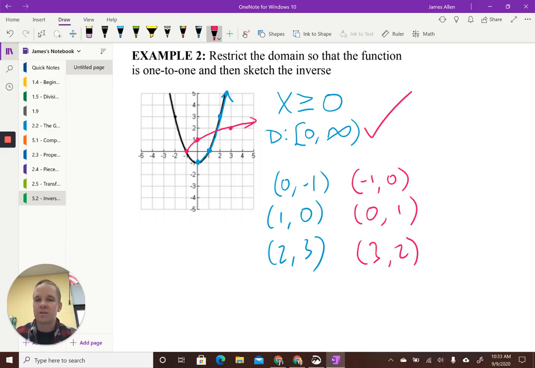We could not do the entire thing and call it a function, because if I had this portion of the quadratic function there, it now no longer passes my vertical line test when it's regraphed, so it's not a function. Okay, that's why we restrict the domain. Let me get that out of there. All right.